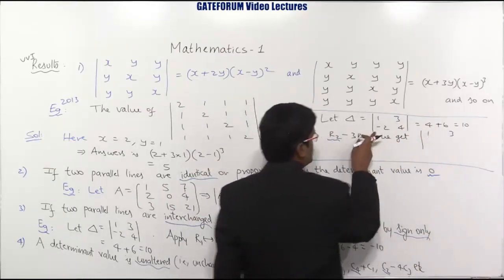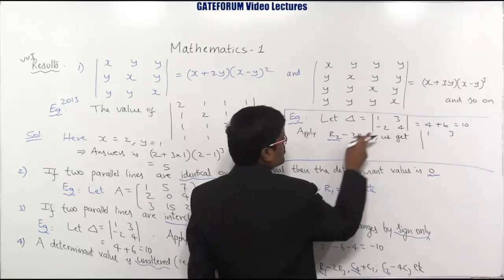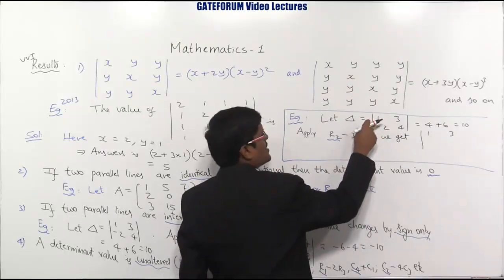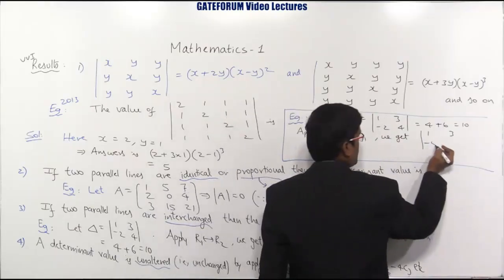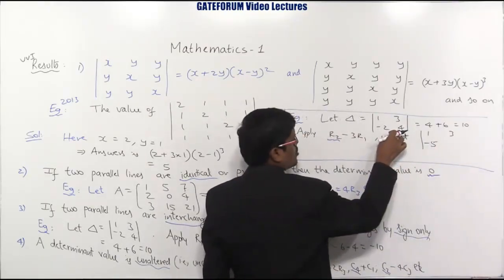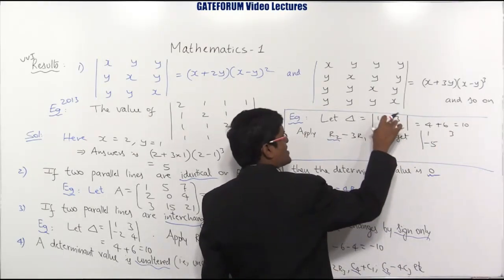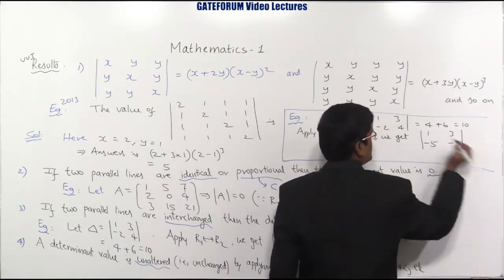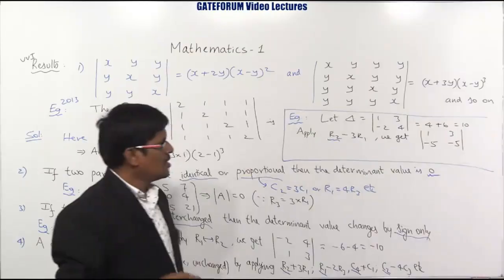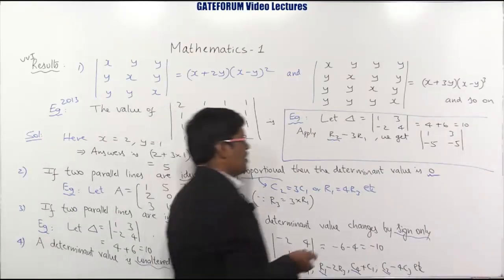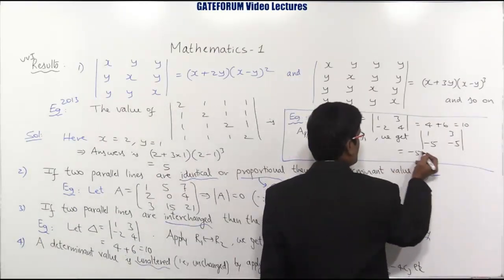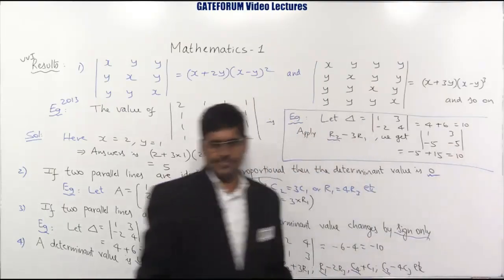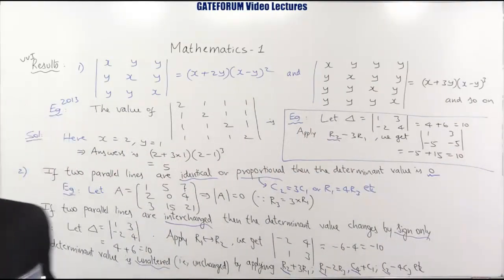So take care. R2 is minus 2, 4. Minus 3 into R1: minus 2 minus 3 into 1, that means minus 5. Next, R2 element 4 minus 3 into 3, so 4 minus 9, that means minus 5. This is the new determinant 1, 3, minus 5, minus 5, which simplifies to minus 5 plus 15, equal to 10. No change. Unaltered means no change.